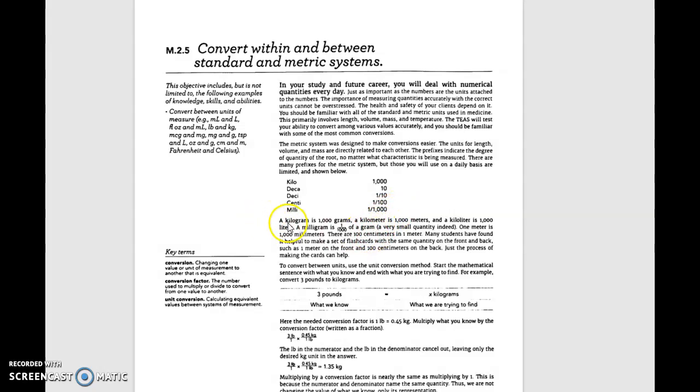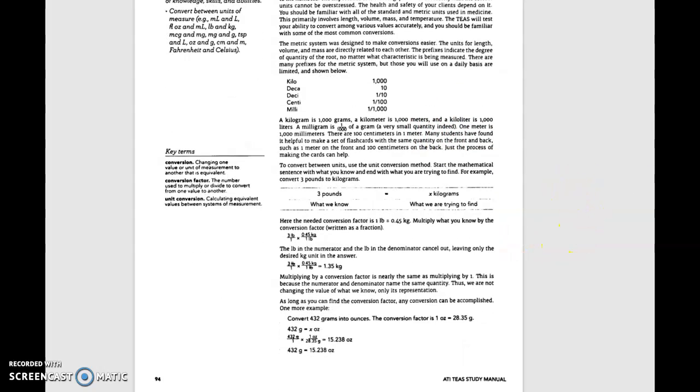So what we know is a kilogram is 1,000 grams, a kilometer is 1,000 meters, and a kiloliter is 1,000 liters. So a milligram is 1/1000th of a gram, or a very small quantity indeed. So what we're going to do is use the rest of this video just to convert between different units of measure. Now, to convert between units, use the unit conversion method, which is the formula that I'm going to show you.